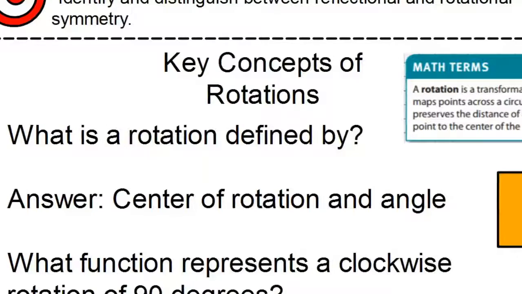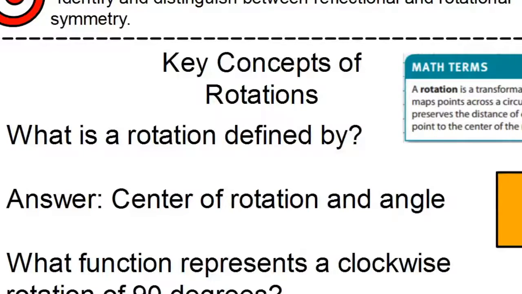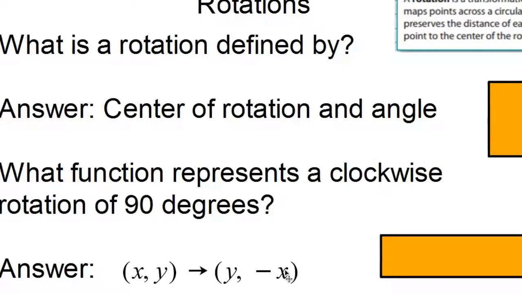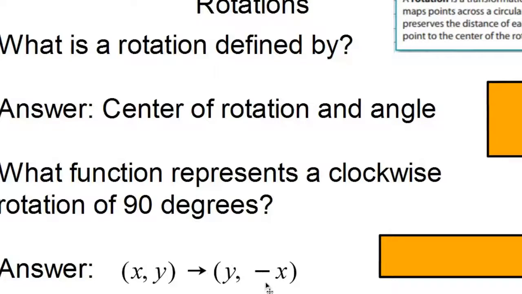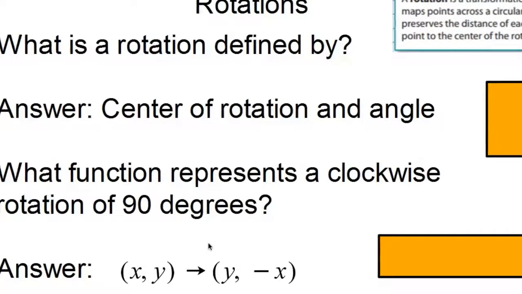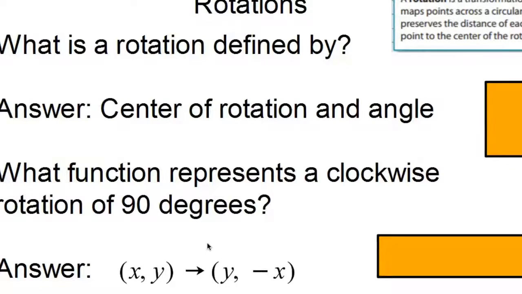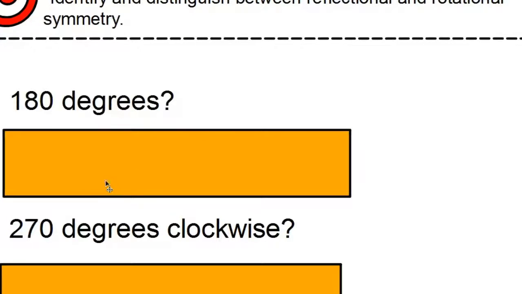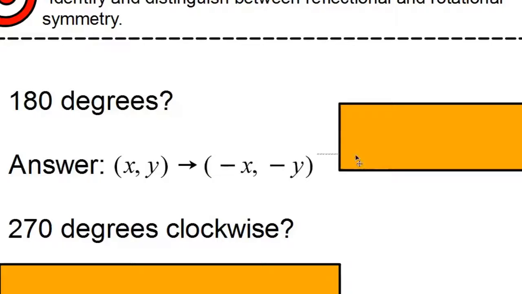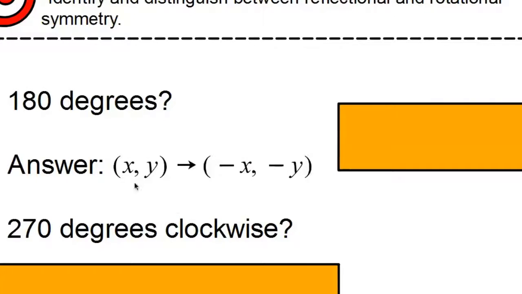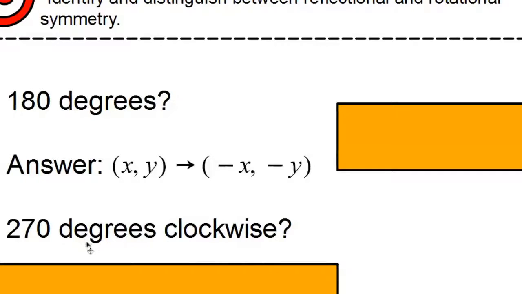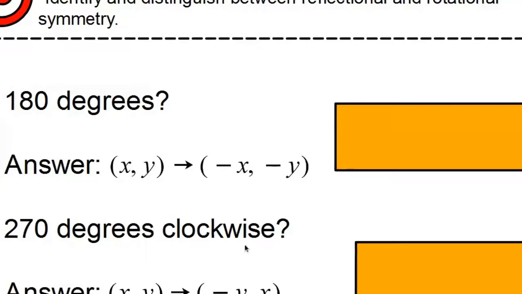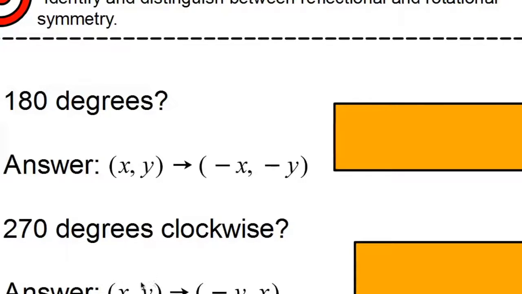What function is going to represent a clockwise rotation of 90 degrees? If you look back in your notes, very good, (x, y) becomes (y, negative x). This is really helpful for us to use because while I can look at a rotation and pretty much figure out where it's going to go 90 degrees, it's a lot easier to use the functions in a lot of cases. Two more questions. What's the function then for 180 degrees? Very good. (x, y) becomes (negative x, negative y). And then for 270 degrees, you're right, (x, y) becomes (negative y, x). This would be the same as going 90 degrees counterclockwise.